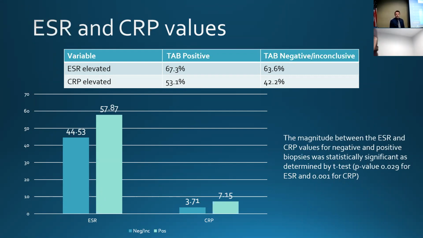So patients that had a negative or inconclusive biopsy had an average ESR value of 44, whereas if they had a positive TAB, they had an average ESR of 57, and that was statistically significant between the two groups. And then the CRP also had a larger magnitude if you had a positive result, 3 versus 7.